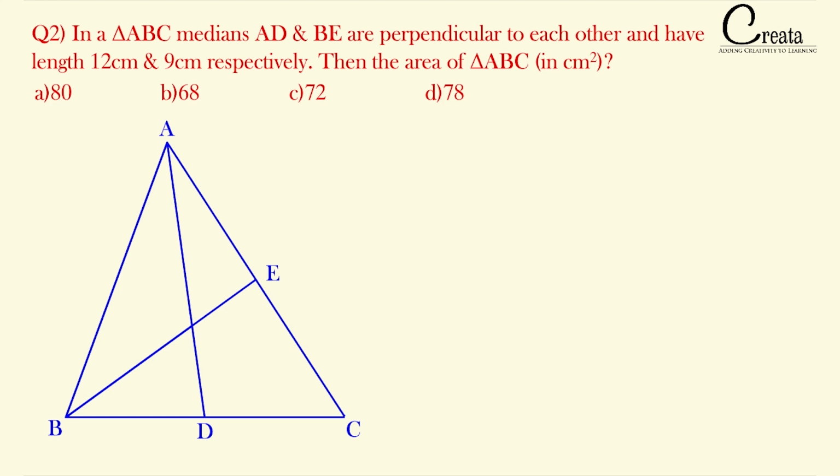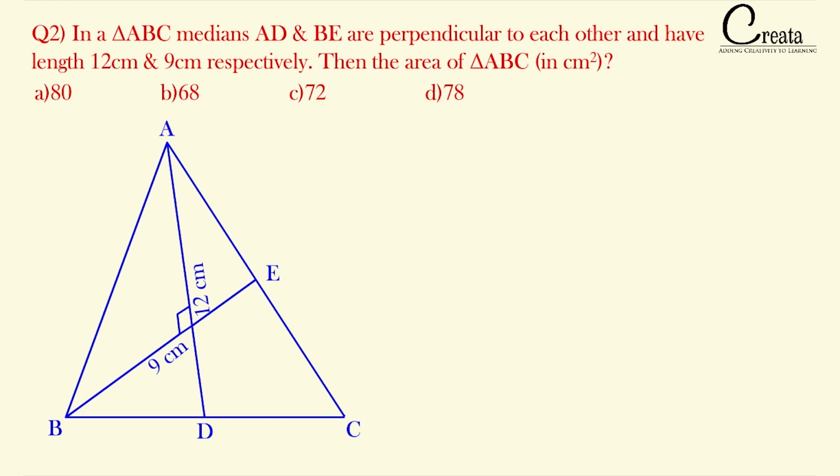Further, it is given that AD and BE are perpendicular to each other, means the angle between both of these medians is 90 degree. Further, it is also given the length of AD is 12 cm and length of BE is 9 cm. Further, we have to find the area of the triangle ABC. Let's see how to approach the question. In the question, we have to find the area of this complete triangle ABC.